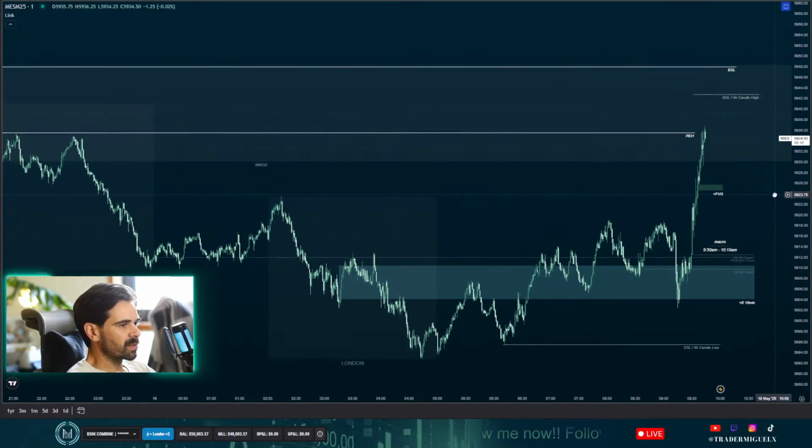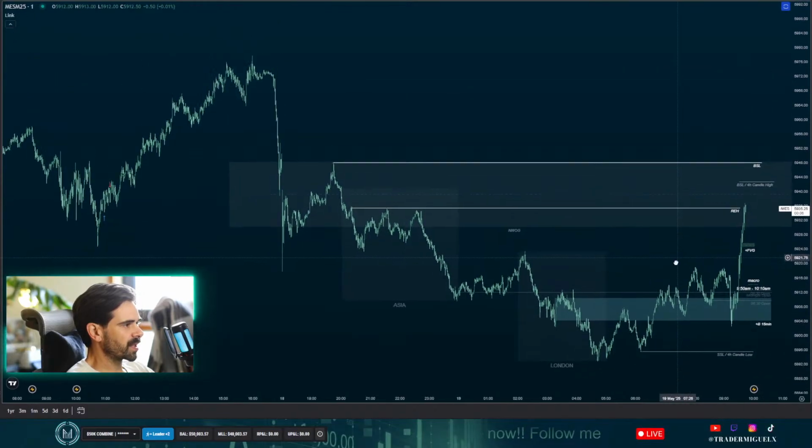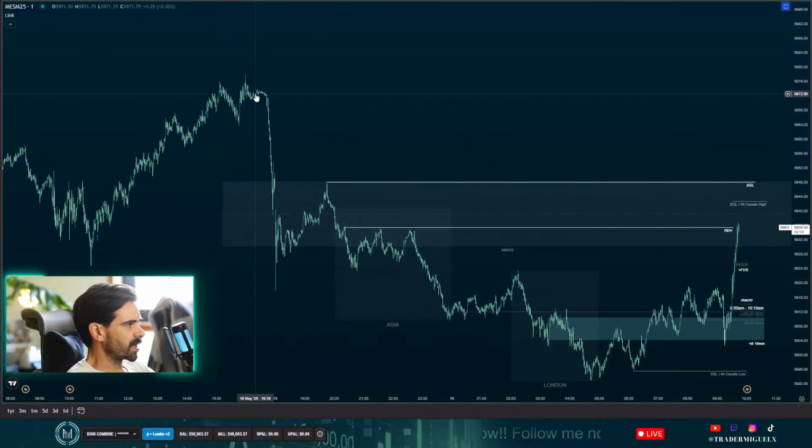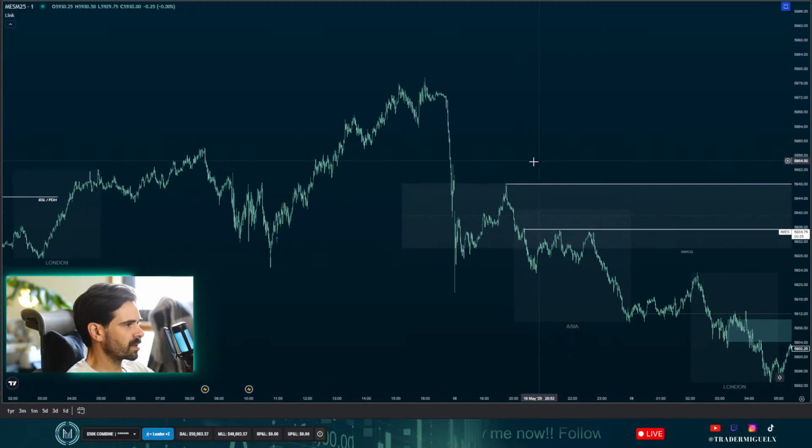So what is now open to suffer any kind of purge? I guess the next draw on liquidity would be this buy side liquidity here, this point of liquidity, and then above it we have these ones here, which I will mark.